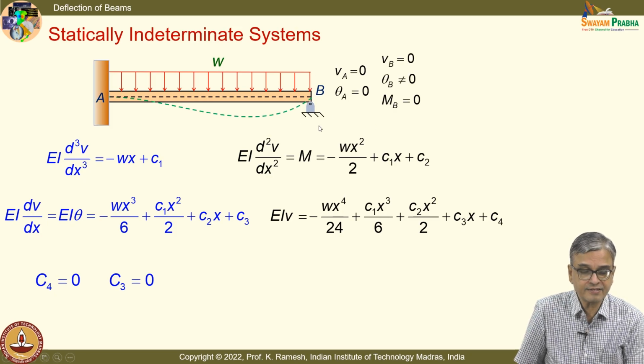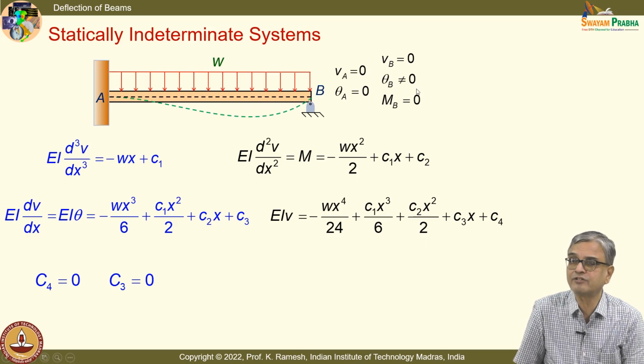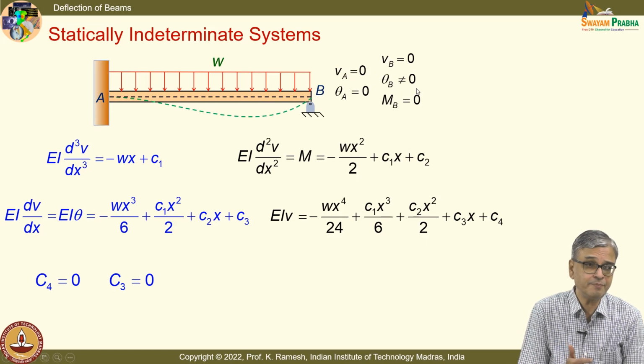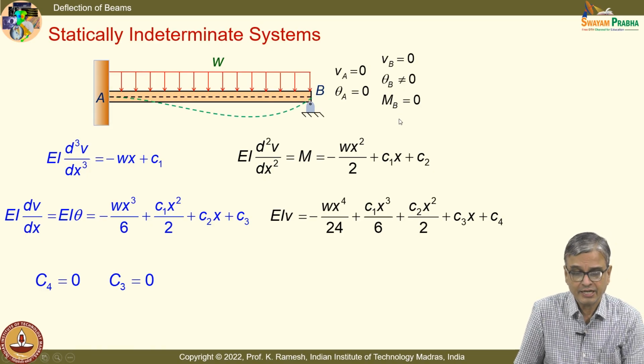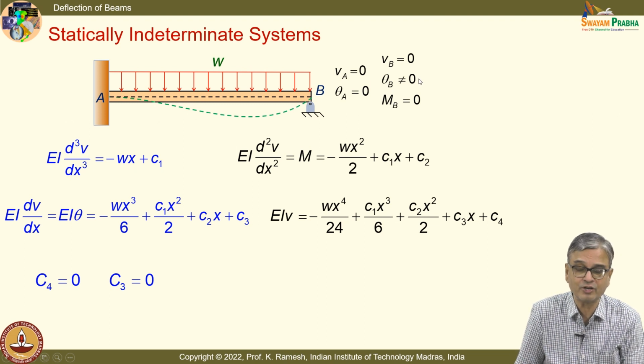And at end B, VB equal to 0, that is very clear, and theta B is not equal to 0. You can have rotation because the support allows a rotation. So, now you go to the force, a pin joint cannot support a moment. So, the moment has to be 0 at that point. So, I have 4 boundary conditions that can be used. Theta B not equal to 0 is not a useful boundary condition.